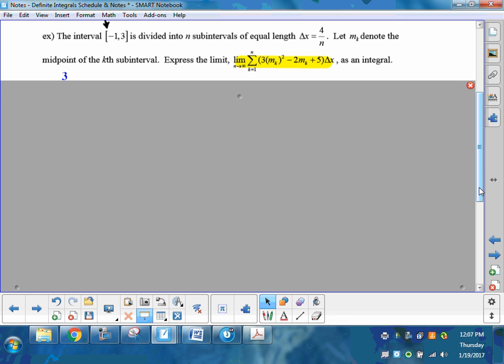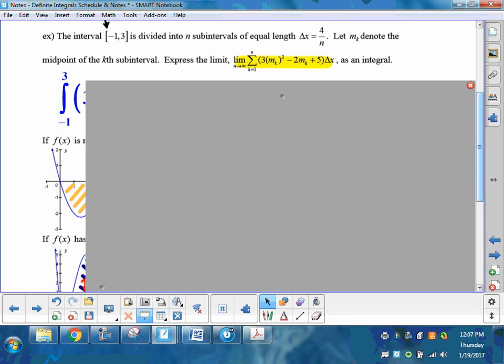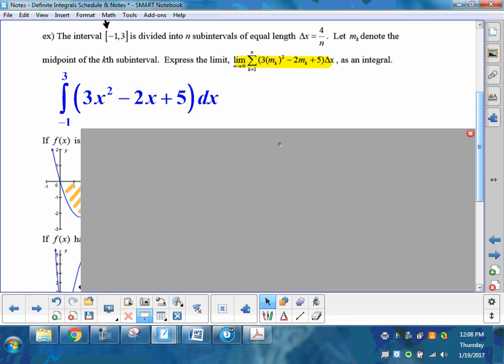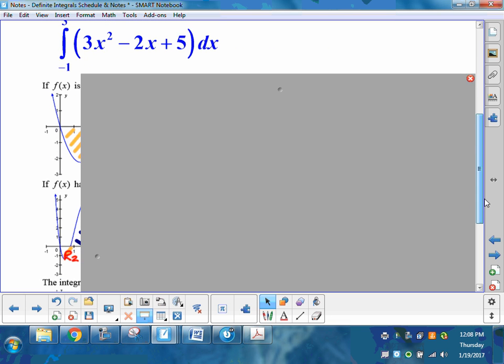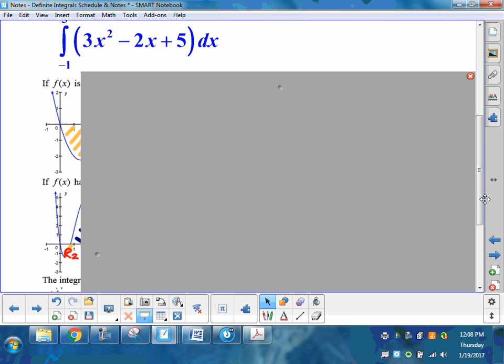We said before that this is what's happening from -1 to 3. You're taking the integral of what? You're taking the antiderivative of what function? What do you think this would convert into? And we should be able to handle it.